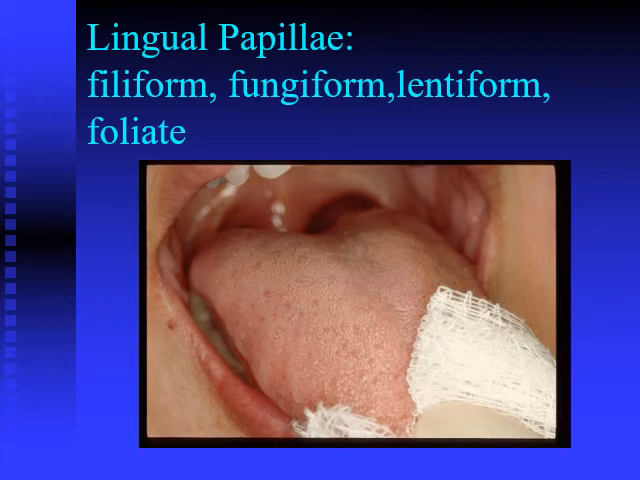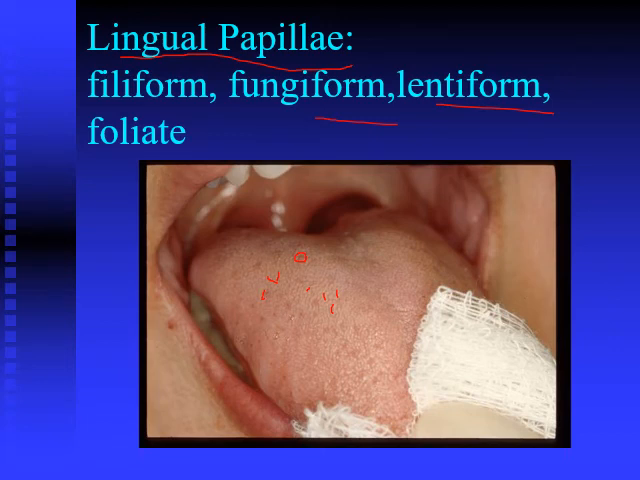If we take a look at the tongue, you can see that the surface is rather rough. There are many different types of lingual papillae. The filiform papillae are these little hairy structures that are on the side of the tongue. And then you see some red ones that are a little more rounded, and those are the fungiform and lentiform papillae. They sometimes have some little taste buds in them.